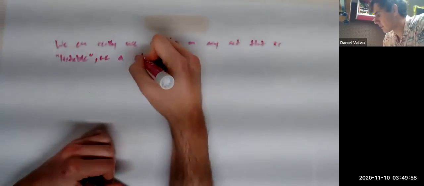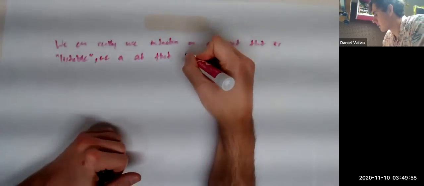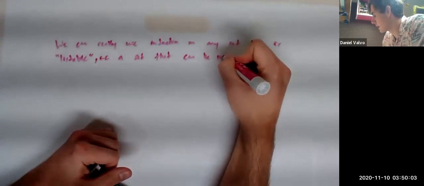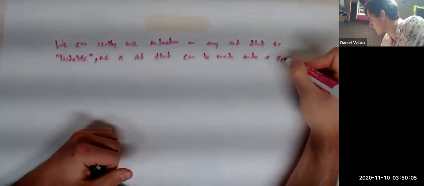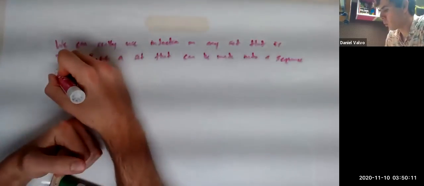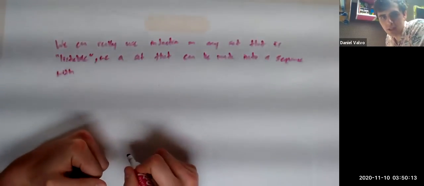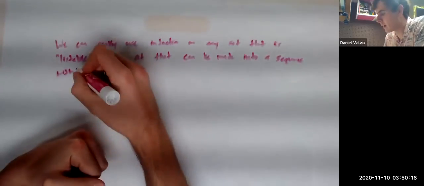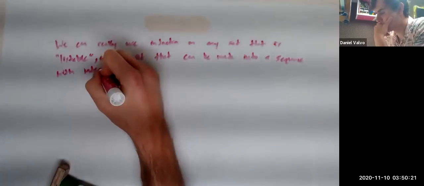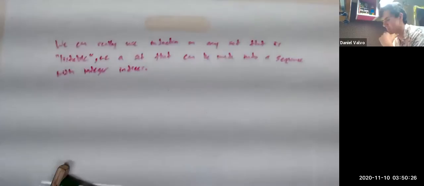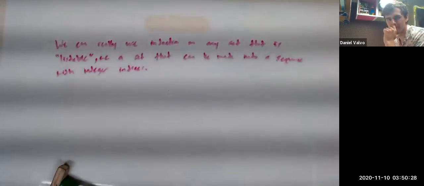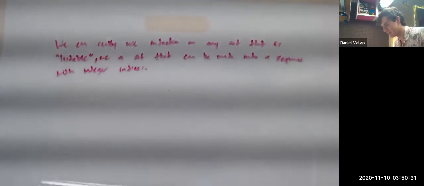But I'm going to say, i.e., a set that can be made into a sequence with integer indices. And here's what I mean by that.